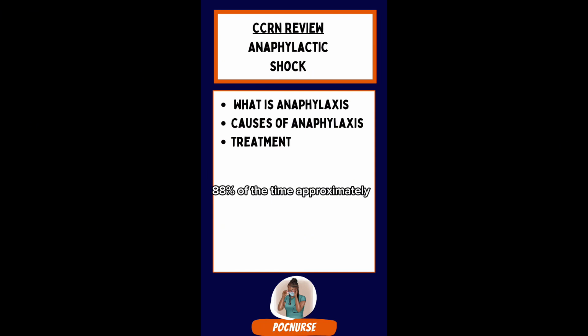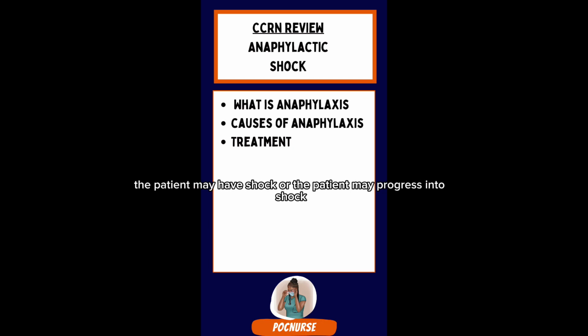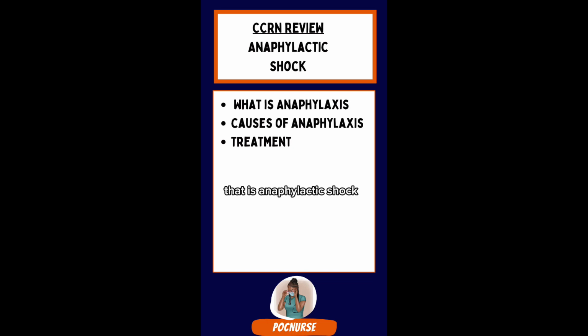88% of the time, approximately, of course, the patient may have hives and angioedema. Their airways may be involved in approximately 50% of cases, so the patient may have trouble breathing, bronchospasm, or just respiratory issues in 50% of cases involving anaphylactic allergic reaction. 30% of the time, approximately, the patient may have shock, or the patient may progress into shock. That is anaphylactic shock.